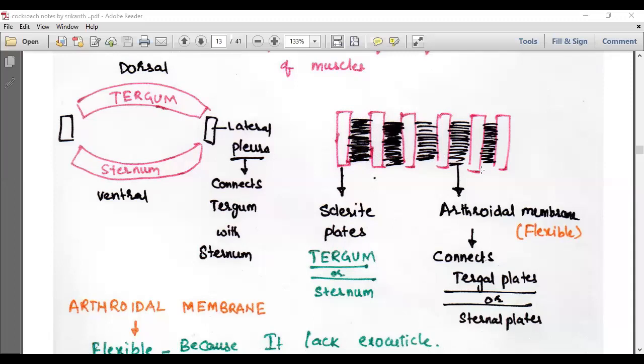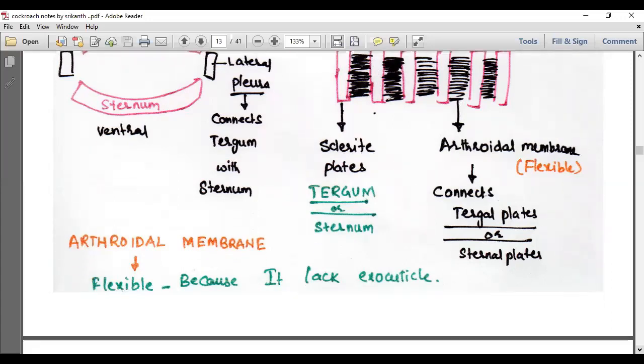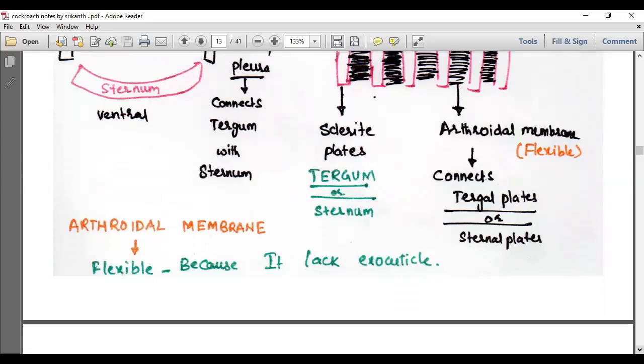Once again, I repeat, dorsal scleroid plate is called tergum. Ventral scleroid plate is called sternum. Lateral scleroid plates are called pleura. Then what is the function of pleura? Connecting the dorsal plate to the ventral plate, tergum to the sternum. Now what I am saying about arthroidal membrane, the terga on the dorsal side and the sterna on the ventral side are connected to each other. Tergal plates to tergal plates are connected by arthroidal membrane. Okay. So this arthroidal membrane is flexible. Why is it flexible? It lacks exocuticle. We said it lacks exocuticle.